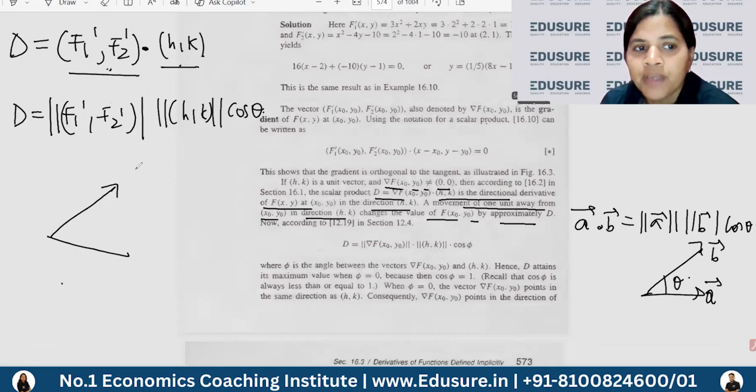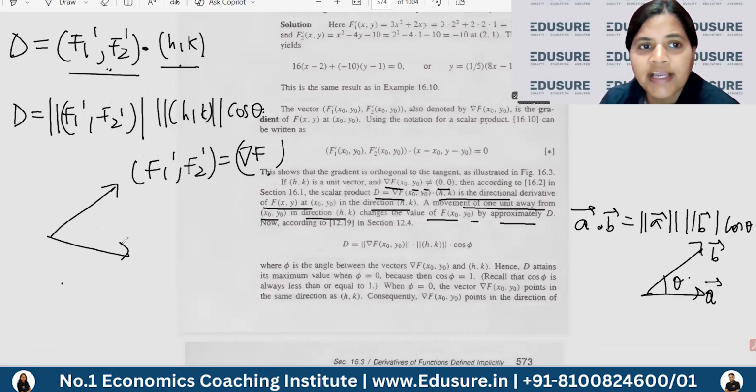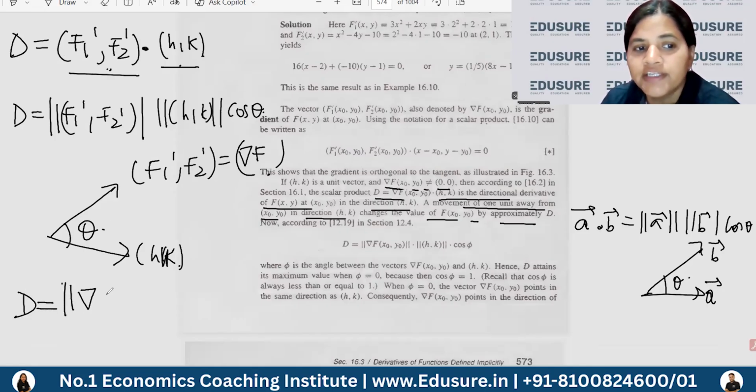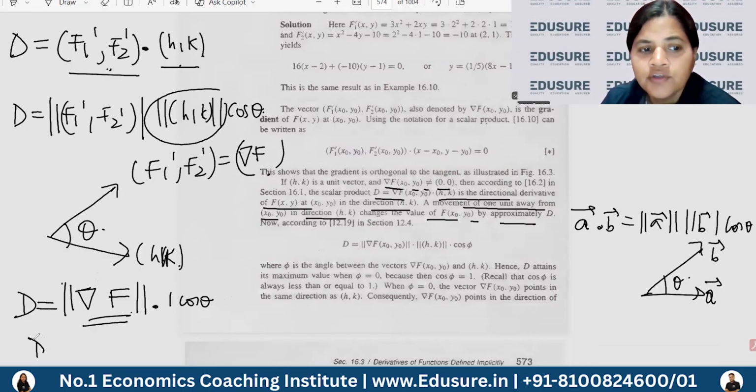So what is my vector here? My first vector is (f1 dash, f2 dash), which is the gradient vector. My second vector is the unit vector (h, k), and this is my angle. So this is the magnitude of the directional derivative: the magnitude of the gradient vector, times the magnitude of this vector, which is 1, times cos theta. So the directional derivative will be this.